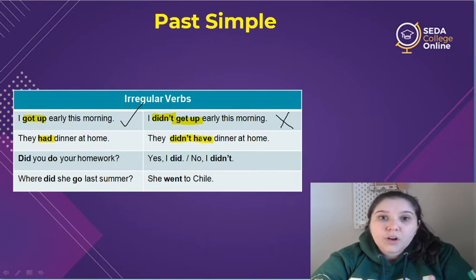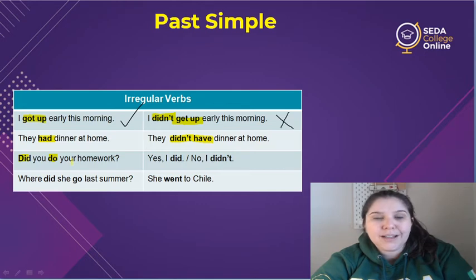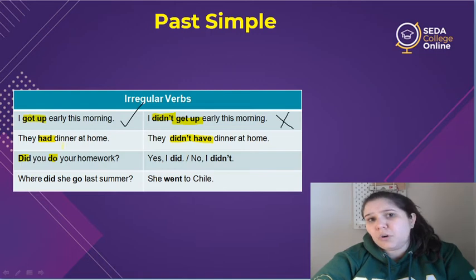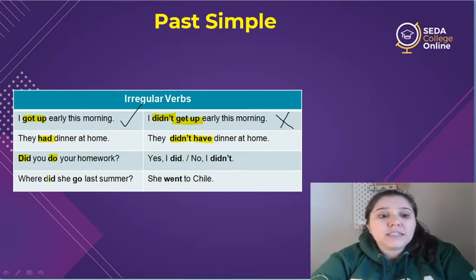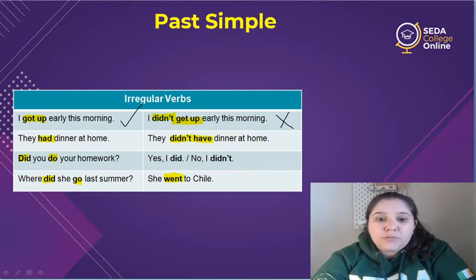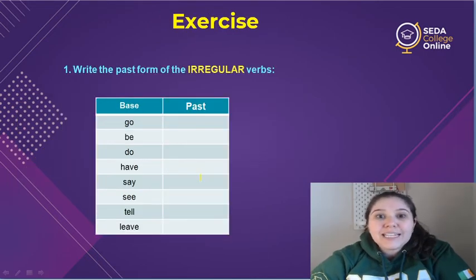And the question follows the same structure too. We start with did and the verb in the base form. Did you do your homework? I can't say did you did. Wrong. Yes, I did, or no, I didn't. Where did she go last summer? She went to Chile. So here we're using the past form of go because it's an affirmative sentence. All right? Cool. Let's work.